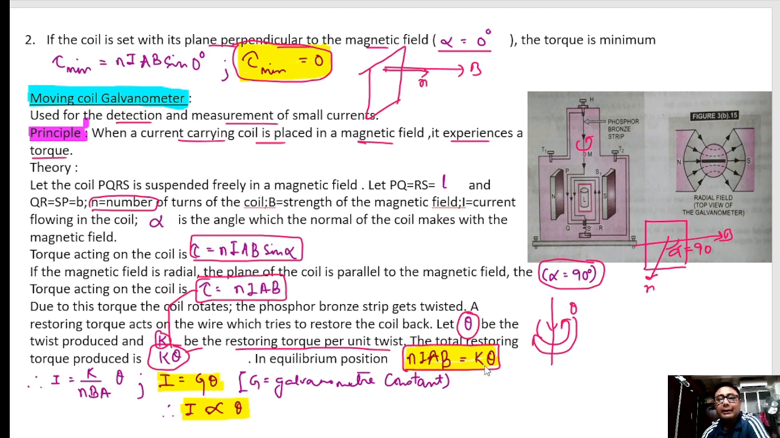And what is K? K is the restoring torque per unit twist. Please note here. So from here we get this formula. Since K, N, B, A are constants, we take it as G, which is called the galvanometer constant. So the current we pass through the galvanometer is proportional to the twist produced by the wire. The more the current you pass, the more the deflection, and the more the deflection, the more current it can measure. This is how the moving coil galvanometer works.